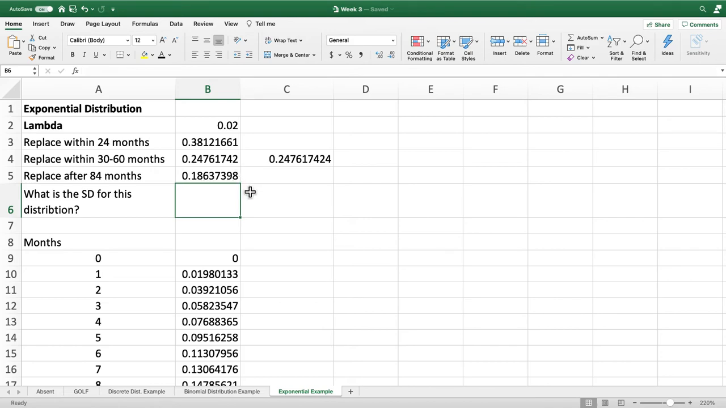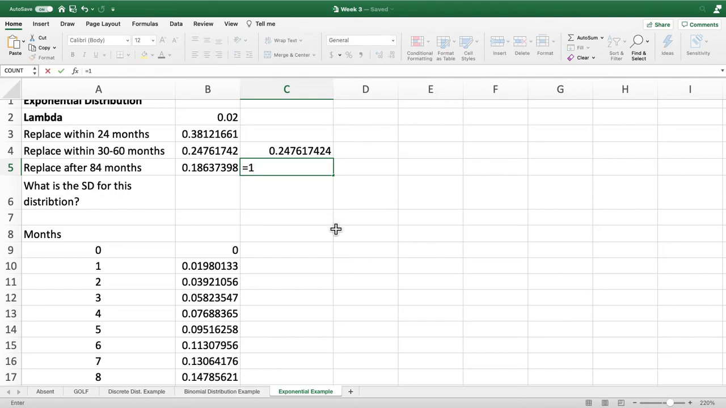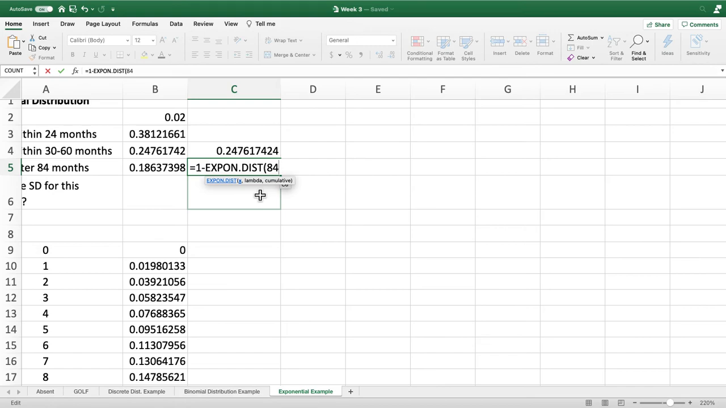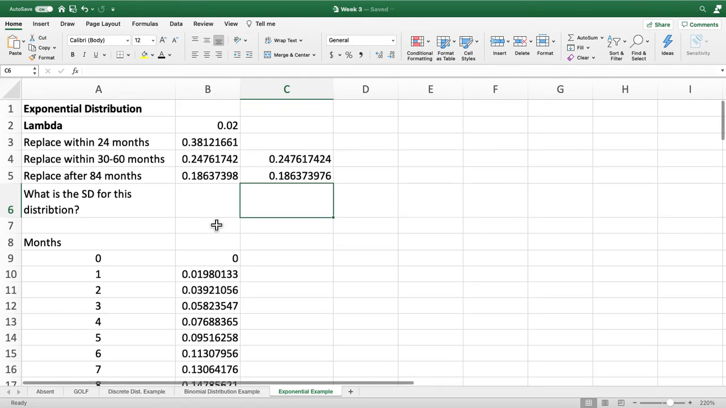or 0.186. If you don't want to use the table, again, you can hit equals 1 minus and then type in that exponential distribution. And we're going to use our x of 84 months, because we're subtracting the accumulation of before 84 months. 0.02 is my lambda, and true. And we should get the same thing. So that's how you would figure out those probabilities using exponential distribution.